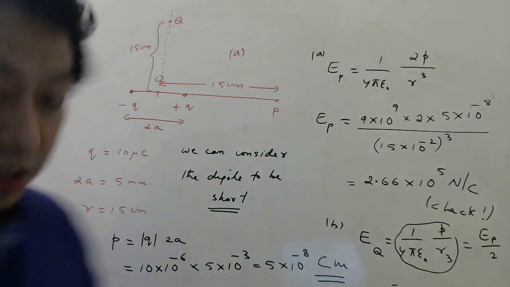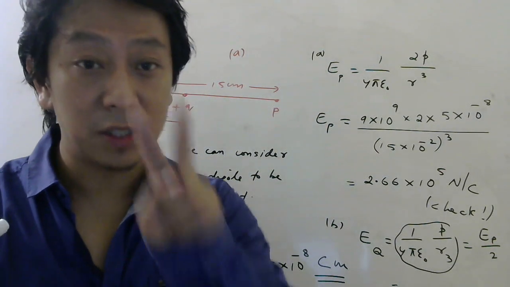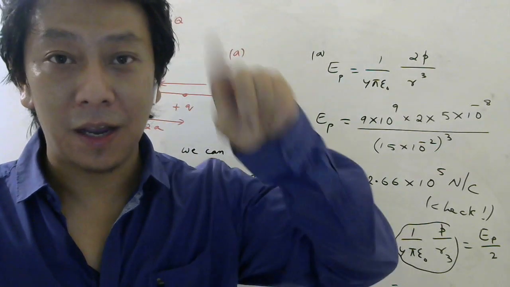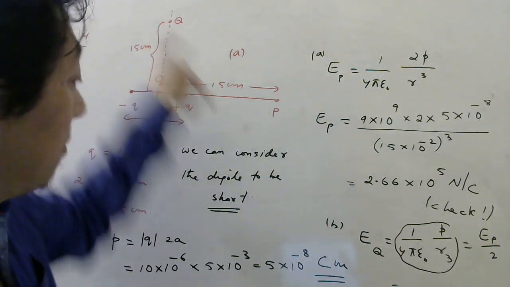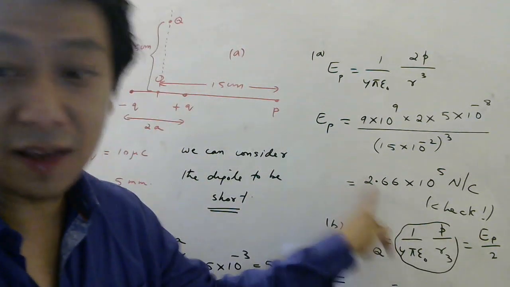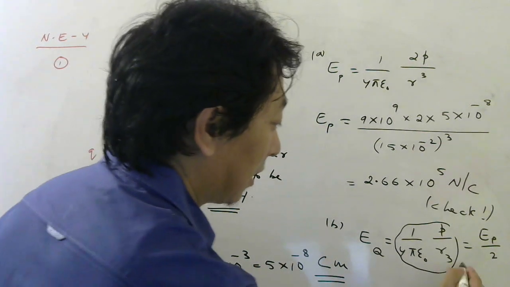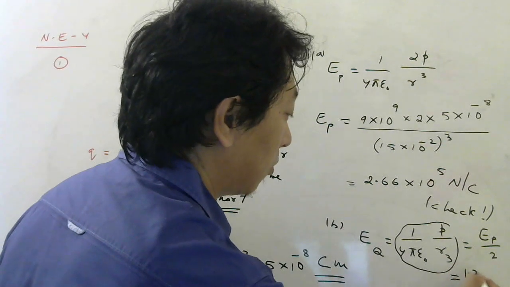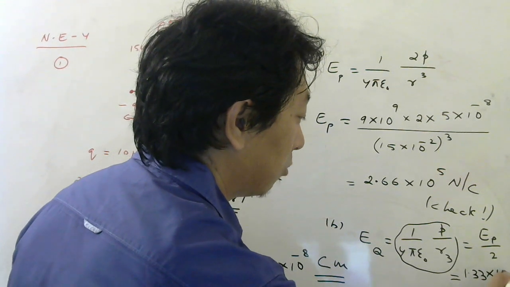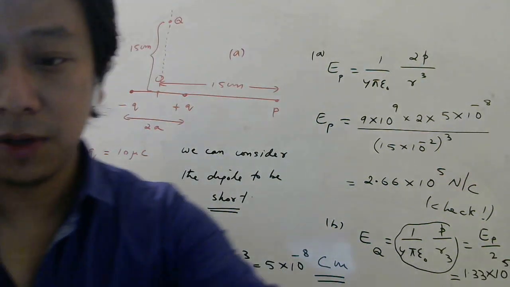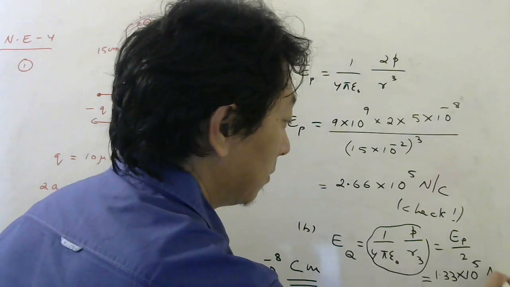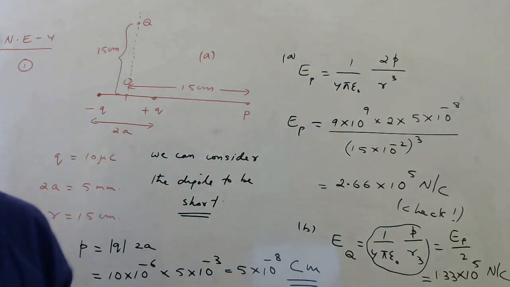So you remember, students, right? Electric field at axial point was twice of electric field at equatorial point. So electric field at equatorial point will be half of electric field at axial point. If you take half of this, what will you get? Half of 2.66 will be 1.33 into 10 to the power 5. Units will be Newton per coulomb. So I hope you understood.